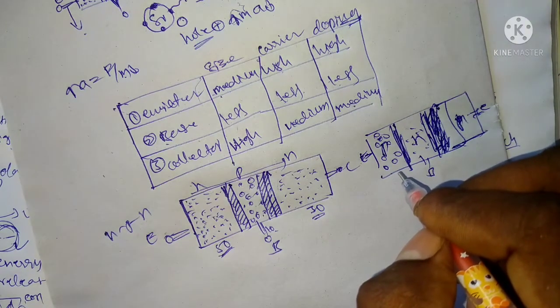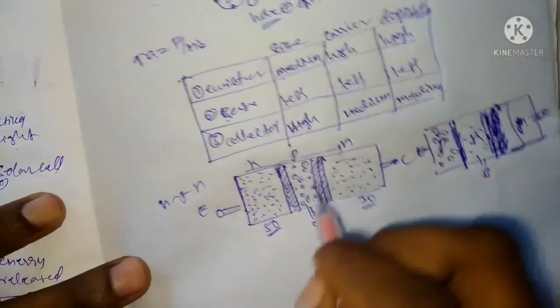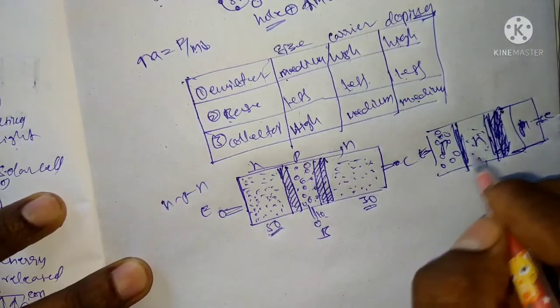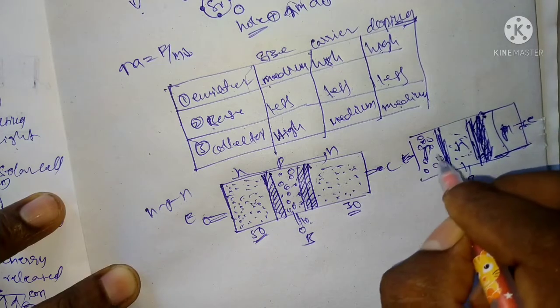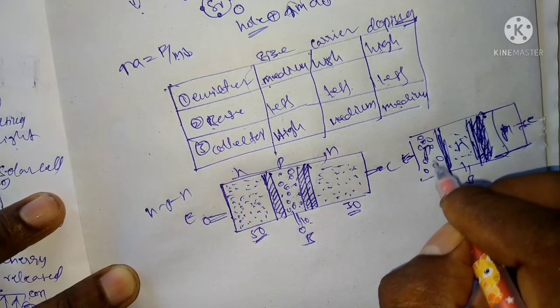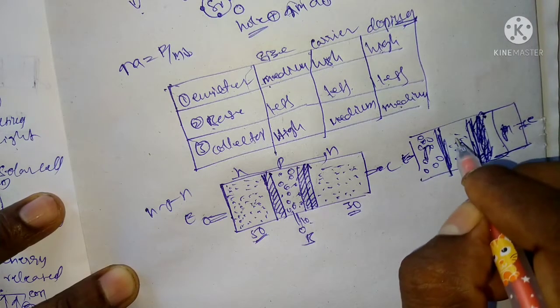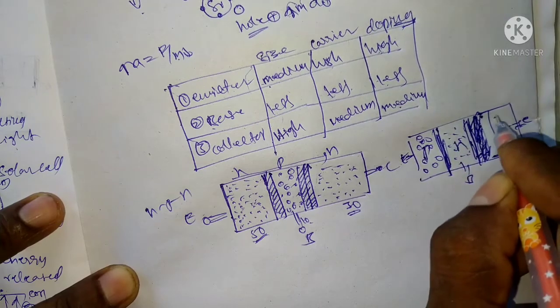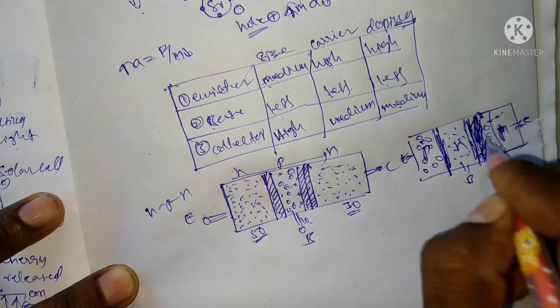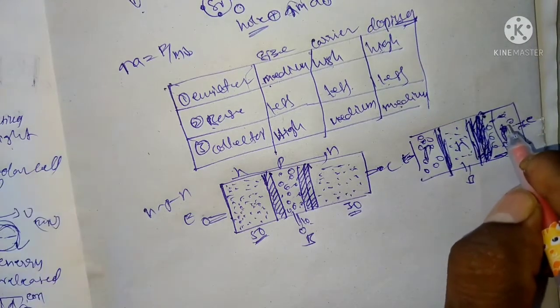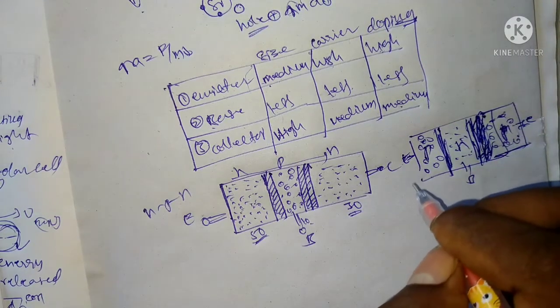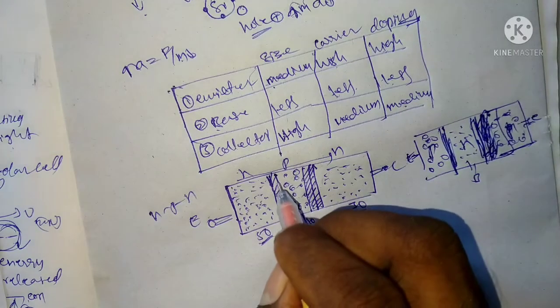See here, PNP is P emitter, base and collector. In the emitter, the majority charge carriers are holes. Here the charge carriers are electrons. Here the majority charge carriers are holes. It is a big size. Okay, what is the depletion region?